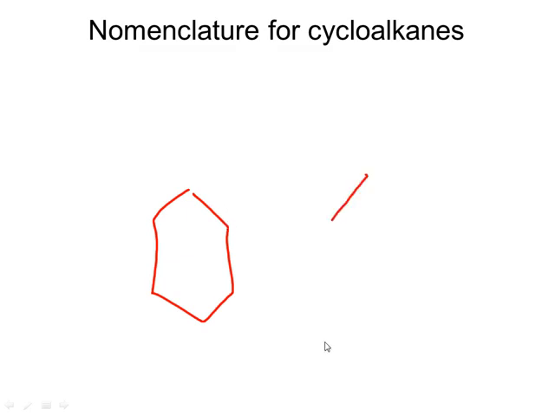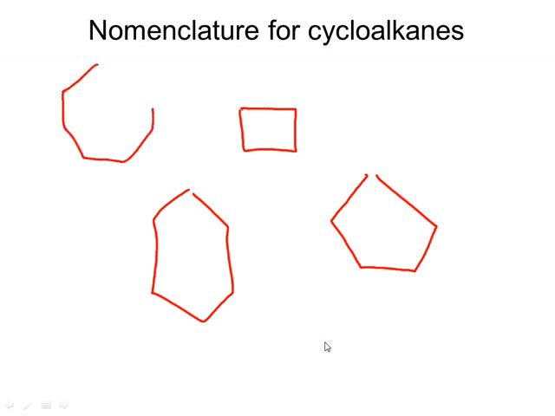So in a 5 or 6, or sometimes you can even see 4-membered rings or 7-membered rings. Let's see if I can draw that well. Oops, that was a little weird. So sort of like that.